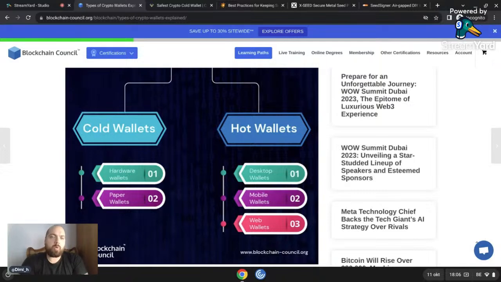Now, are paper wallets safe? I'm going to say yes and no. Yes, in the sense that it is cold storage. Only you have access to that private key if you're not going to lose it or make it known to others. However, the problem with a paper wallet is paper isn't really sustainable.